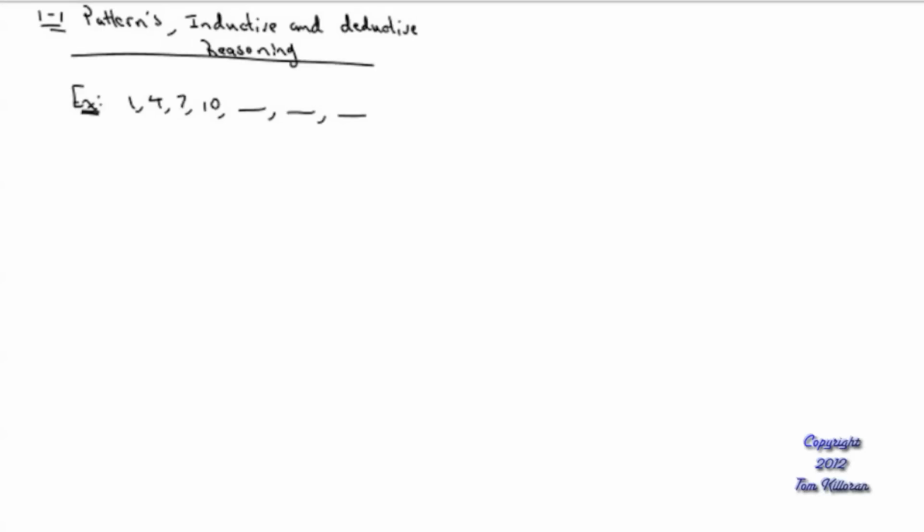1, 4, 7, 10. Now, how did you figure that out? Add 3. Well, it looks like if you add 3 here, you get to 4. If you add 3 here, you get to 7. If you add 3 here, you get to 10. So the implication is, to get to the next 3 numbers, you just keep on adding 3.